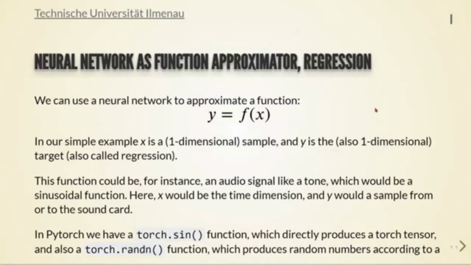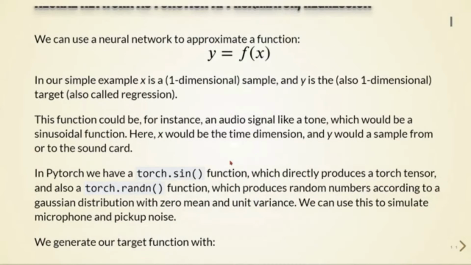We can use a neural network to approximate a function, for example, y equals a function of x. In our simple example, x is a sample, a one-dimensional sample, and y is the target, also one-dimensional. This is also called regression. This function could be, for instance, an audio signal, like a tone, which could be a sinusoidal function, for example. Here, x would be the time dimension, and y would be a sample from or to the sound card.